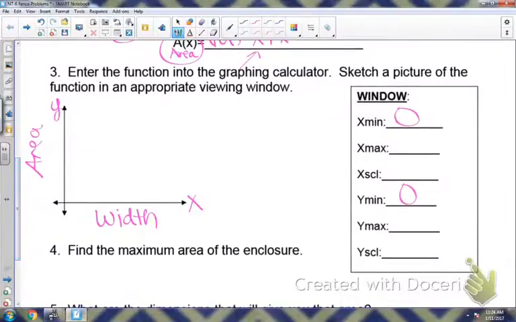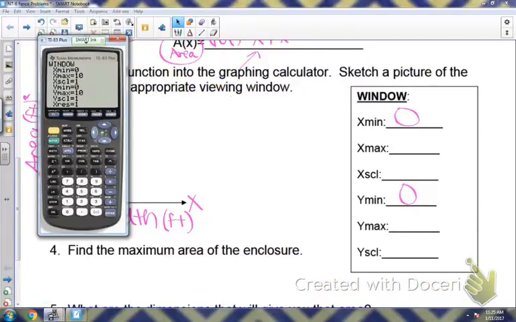Okay, our unit would be in feet for the width, and the area would be feet squared. So we need to figure out what a good window would be for this situation. Let me go back to that window.